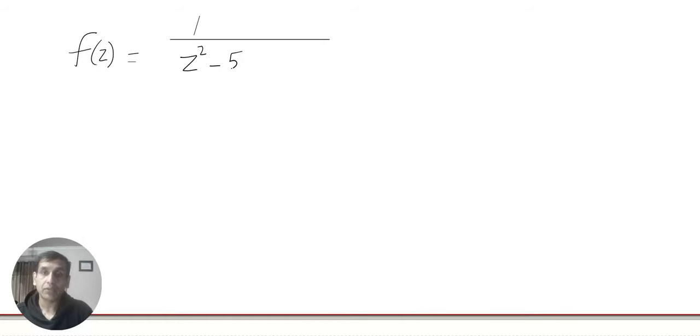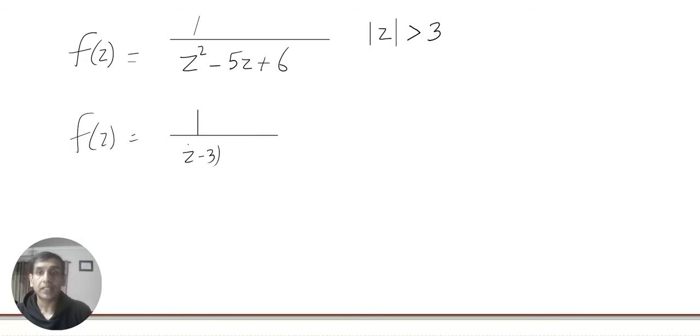Okay, now I want to discuss one problem. It'll be nice if you try this yourself. I'll give you an exercise. Expand the function 1 by z square minus 5z plus 6, mod z greater than 3. Okay, I'll give you a hint. First of all, you have to convert this into partial fraction, z minus 3, z minus 2, and I told you you have to create these numbers.